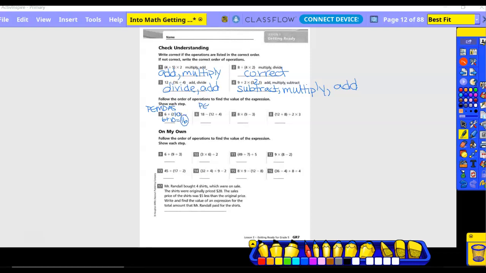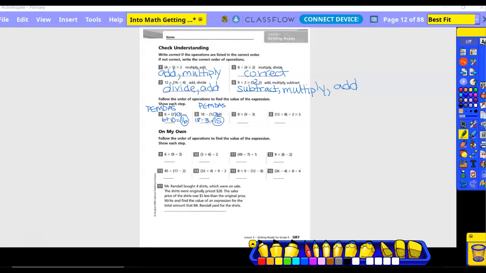I'm going to write PEMDAS again. Okay, what do I do first? 12 divided by 4, which is 3. And I did that first because it was in parentheses. So I'm going to do 18 minus 3 equals 15.